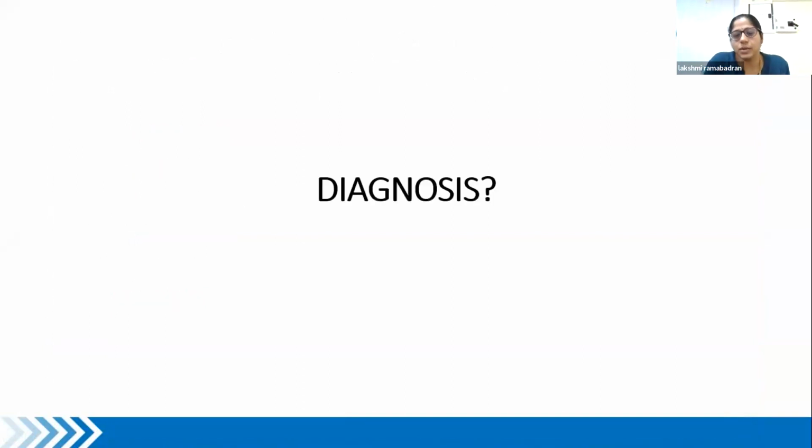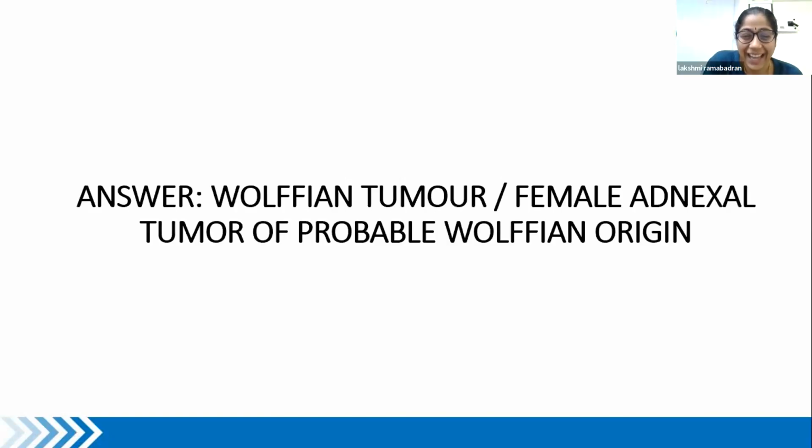So what is your diagnosis? Anybody brainstorming around? Endometrial stromal sarcoma with extensive glandular differentiation. Okay. Actually, it turned out to be a Wolffian tumor, or a female adnexal tumor of probable Wolffian origin. This is a very, very rare tumor.